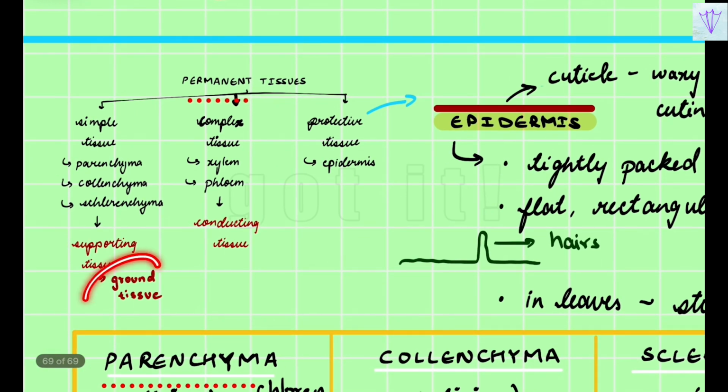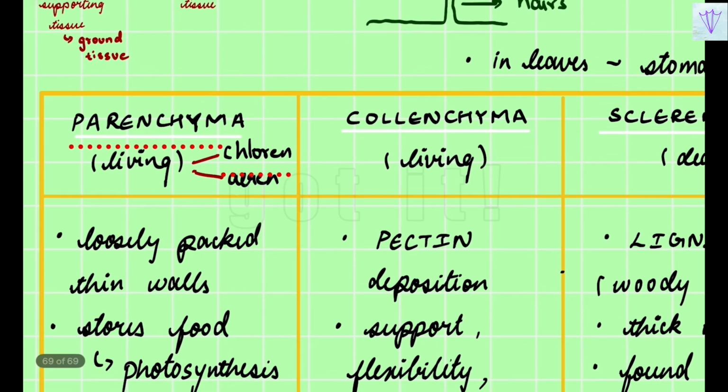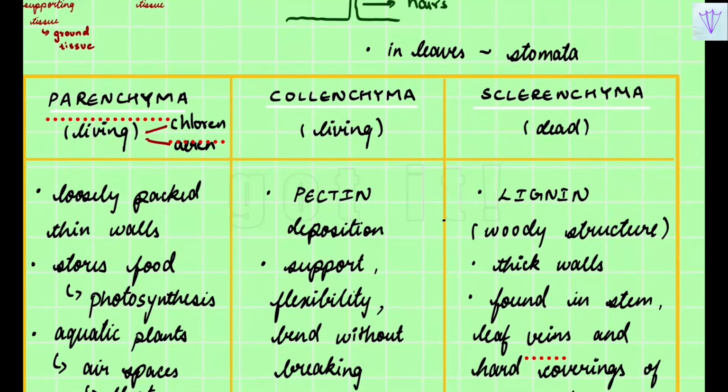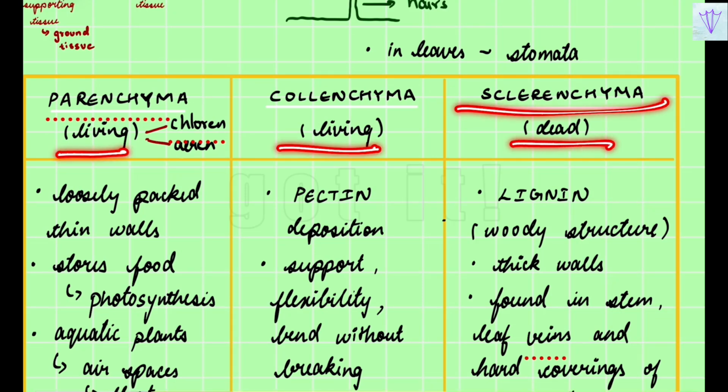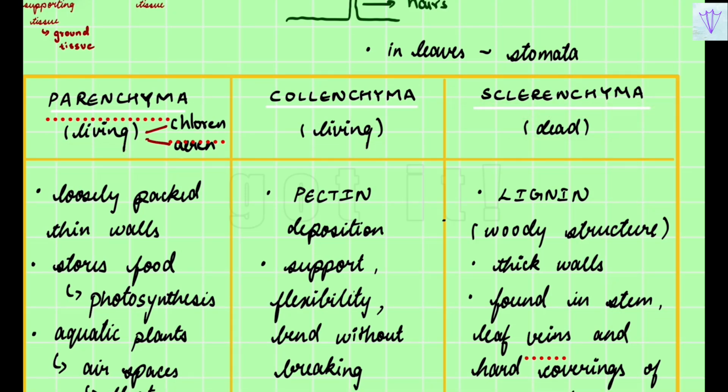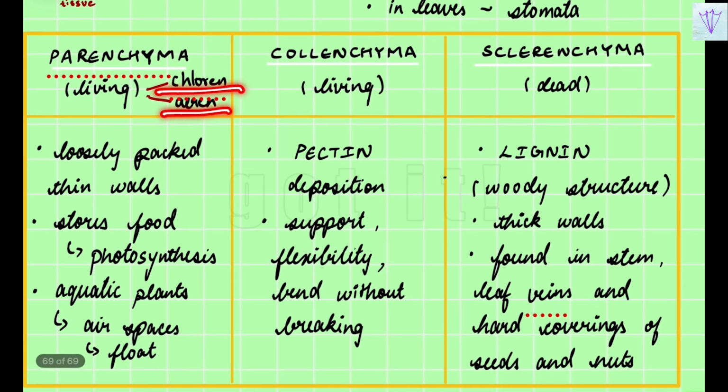Next, moving to the ground tissue, that is the supporting tissue, which includes simple tissue. That is, you will find similar kinds of cells combined together. So these are the parenchyma, collenchyma, and sclerenchyma. In parenchyma you will find living cells, in collenchyma living, but in sclerenchyma, it is important that it is not living. And parenchyma has types, such as chlorenchyma and aerenchyma, according to the functions they perform.